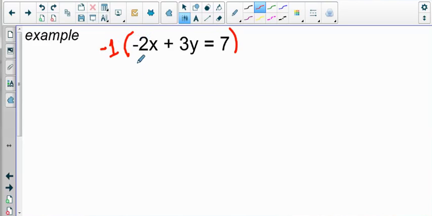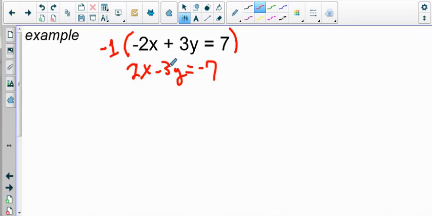Negative 1 times negative 2 is 2. Negative 1 times positive 3 is negative 3. And negative 1 times positive 7 is negative 7. So here we have it. Now it meets all of the criteria, and the leading coefficient is not negative.